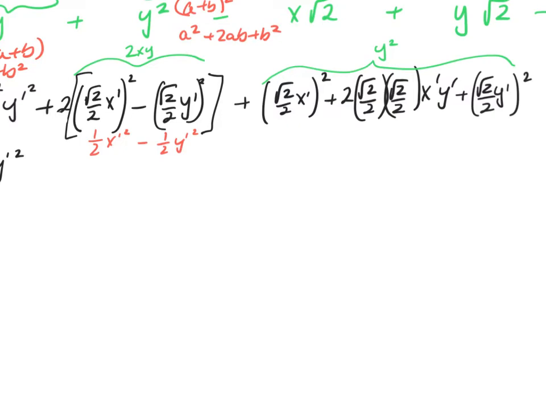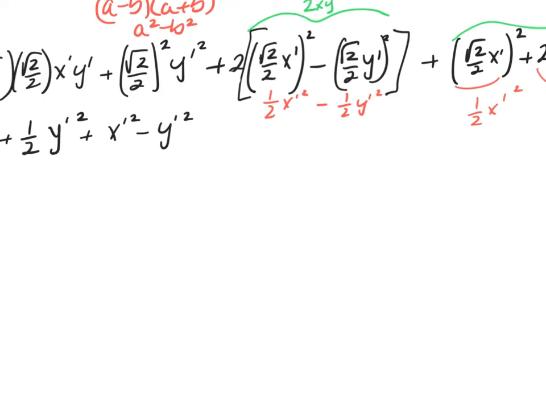Now we know that the square root of 2 over 2 squared is 1/2. And we also know from our previous one that this just becomes 1 x prime, y prime. We know from our very first one this is 1/2 x prime squared, and this is going to be 1/2 y prime squared. So we know that from our very first expansion. So I'm going to put that on my next row. So this is going to be plus 1/2 x prime squared plus x prime y prime plus 1/2 y prime squared.